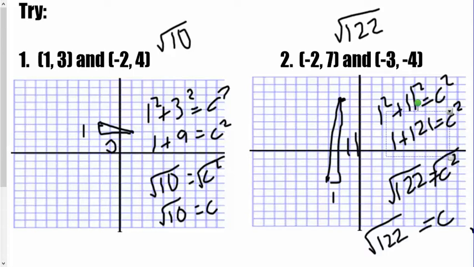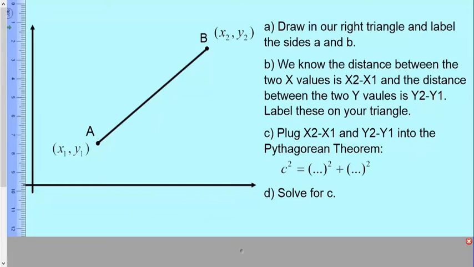So let's move on. Obviously, guys, you're not going to have graph paper every time. That's not a practical thing. And in fact, if we can remember a formula to help us figure this out, why not do that? So here, we could draw a right triangle and label the sides A and B. So let's draw our right triangle. That's kind of our right triangle.